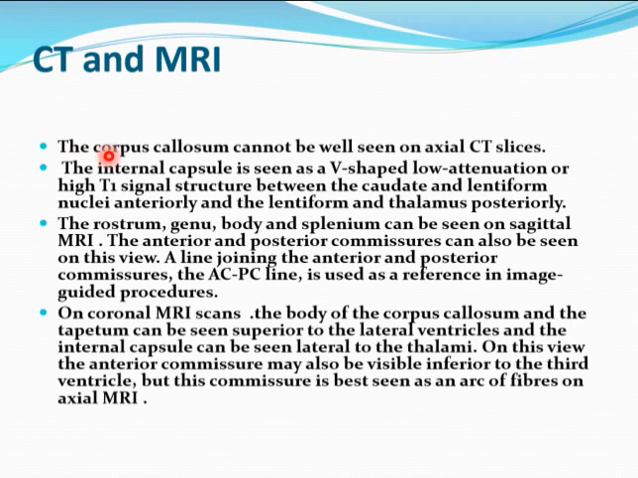CT and MRI. The corpus callosum cannot be well seen on the axial CT slice. The internal capsule is seen as a V-shaped low attenuation or high T1 signal structure between the caudate and the lentiform nucleus anteriorly and the lentiform nucleus and thalamus posteriorly. The rostrum, genu, body and splenium can be seen on the sagittal MRI. The anterior and posterior commissures can also be seen in this view. On this view, a line joining the anterior and posterior commissures is used as a reference on image guided procedures. On coronal MRI scans, the body of the corpus callosum and the tapetum can be seen superior to the lateral ventricles, and the internal capsule can be seen lateral to the thalami. On this view, the anterior commissure may also be visible inferior to the third ventricle, but this commissure is best seen as an arc of fibers on axial MRI.